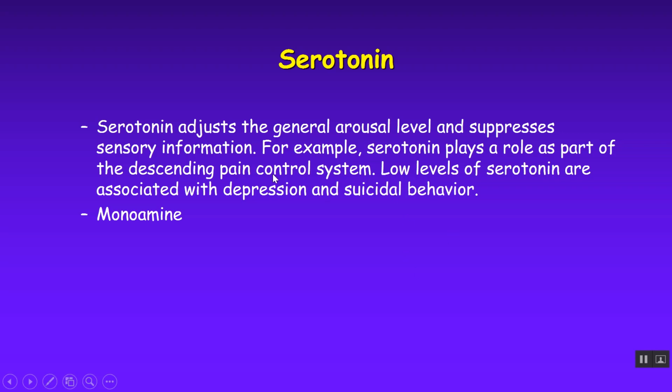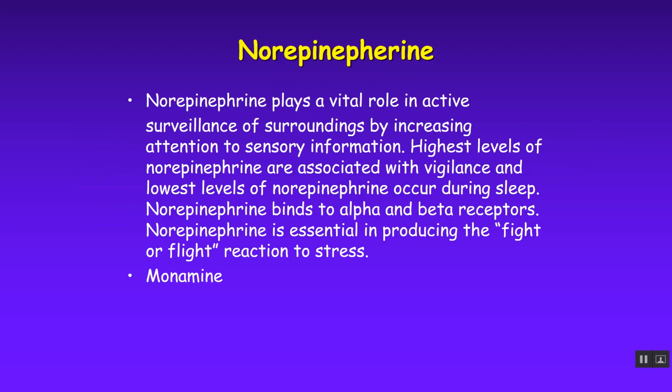It also plays a role in the descending pain control system. So we have a descending pain control system. We actually send signals down to our spinal cord, so it helps to numb the impulses coming in initially to the spinal cord to modulate pain. Okay. We know that serotonin is definitely involved with depression, suicidal behaviors, and so forth. Low levels of that are correlated with depression and suicidal behavior. So it is also a monoamine. Neuromodulator, G-protein mediated, large networks of neurons that serotonin's influencing.